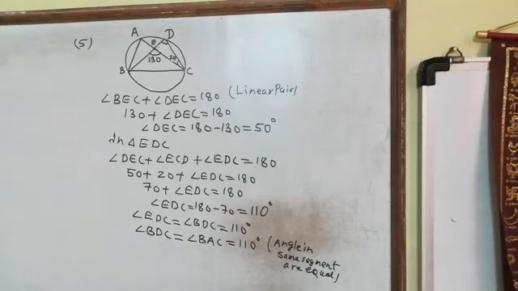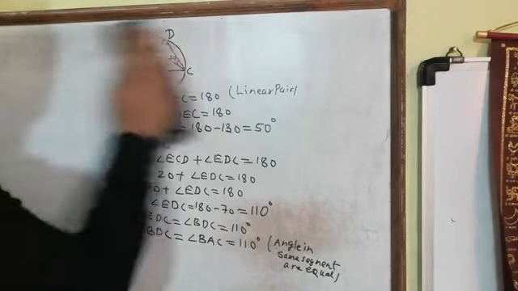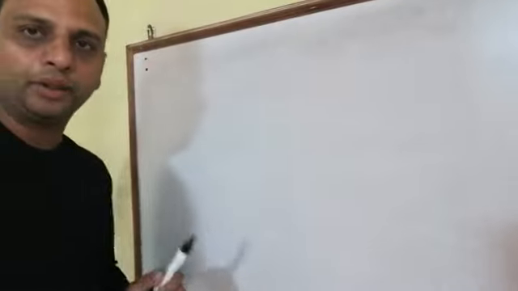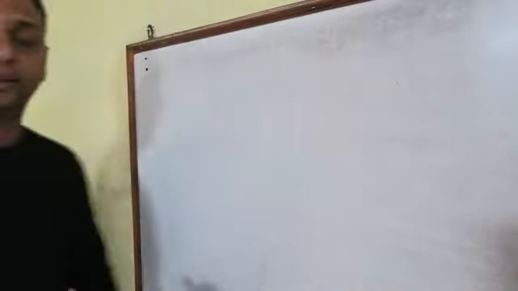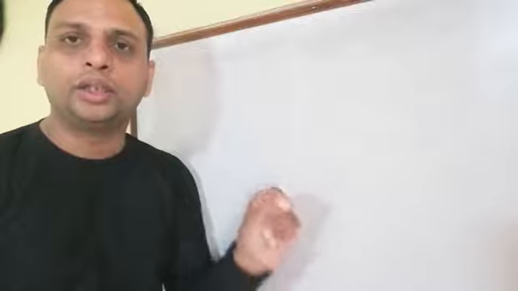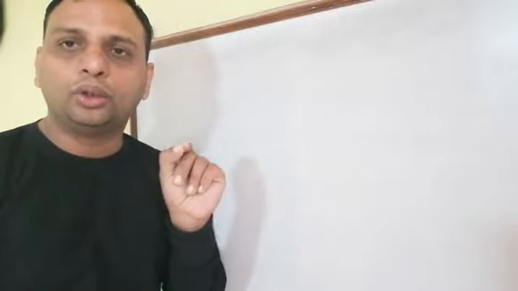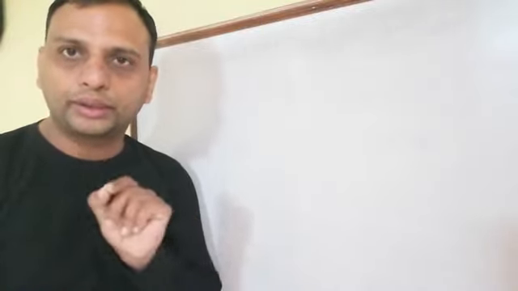How to solve it. Now we take question number 6. In question number 6, the figure is not given. We have to make the figure. It is said that ABCD is a cyclic quadrilateral, and I told you what a cyclic quadrilateral is: the quadrilateral whose vertices lie on the circumference of the circle is called a cyclic quadrilateral.